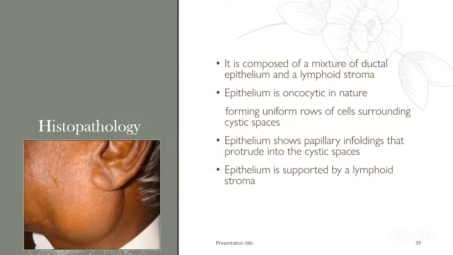So there is a mixture of epithelium and lymphoid stroma. The epithelium is oncocytic in nature with uniform rows of cells surrounding cystic spaces. And also it shows papillary infoldings that protrude into the cystic spaces, which is supported by a lymphoid stroma.